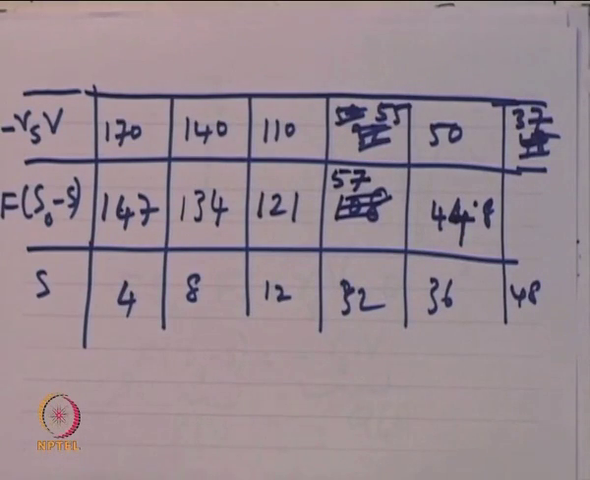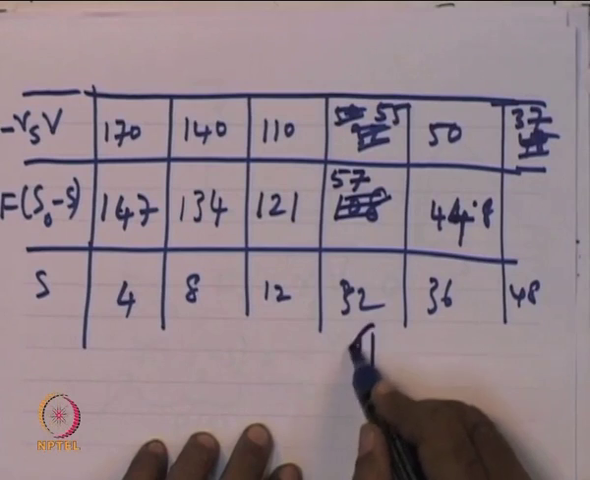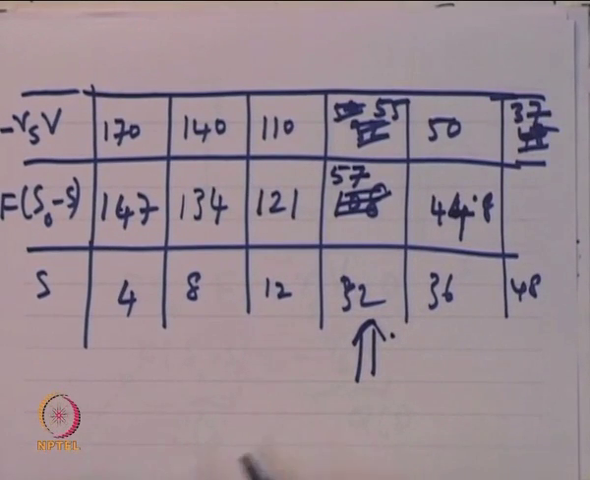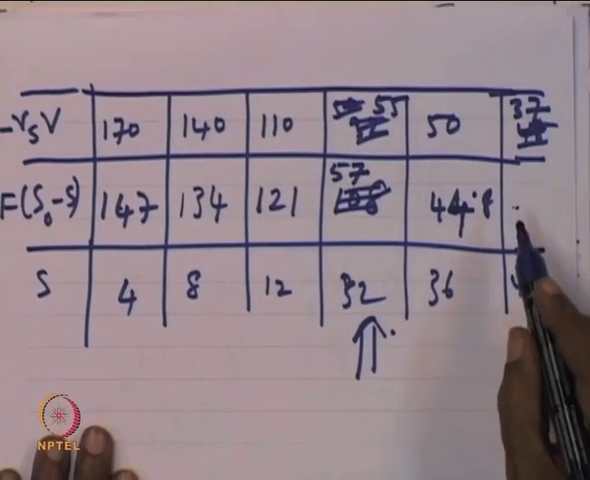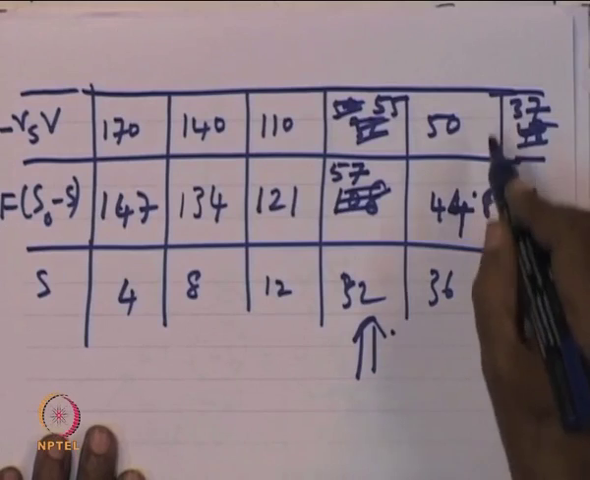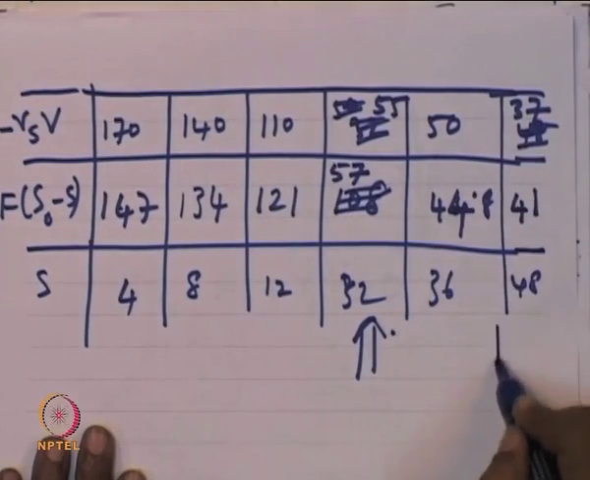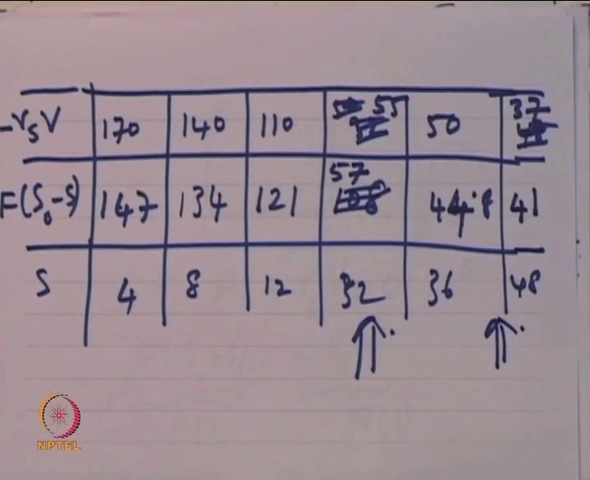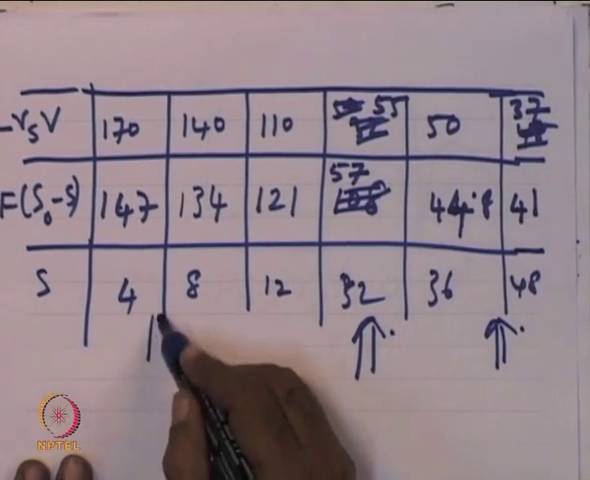Now, can we say where the answers are? Somewhere here. I think one answer is here. We will get three answers. Three steady states will come. Actually, plotting is probably the best. What are the answers here? 41.6, 41. So there is some answer somewhere here, and some answer somewhere here also. 50 to 37, 44 to 41. So it will cross. Similarly, there is an answer here also somewhere.